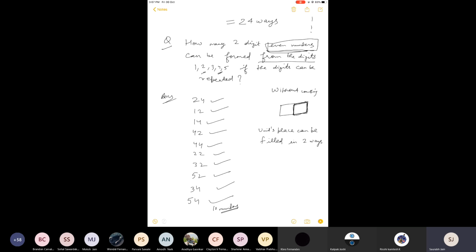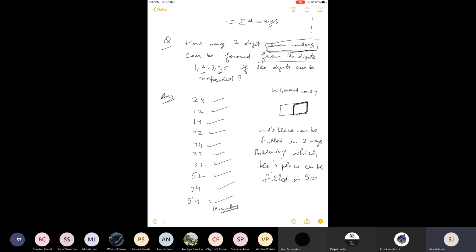What are those 2 ways? Either the number can be 2 or it can be 4. Following which, the tens place can be filled in. Can you tell me how many ways? So 5. 5 ways. Yes, correct. It can be filled in 5 ways.